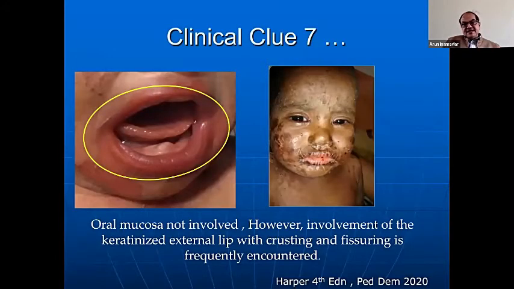But one of the important clinical clues we often teach is that there will be fissuring around the mouth. In fact, it was like the time when I saw a newborn with the lesion, which is on the left side, and another child just to represent the fissuring. What happens is, in staphylococcal scalded skin syndrome, oral mucosa is not involved. But how is it that you get the fissuring around the mouth? However, involvement of the keratinized external lip with crusting and fissuring is frequently encountered. That is why you get the fissuring, an important clinical clue for staphylococcal scalded skin syndrome.